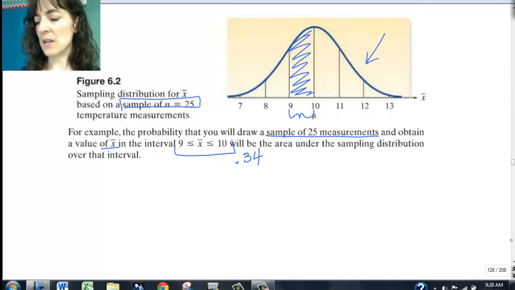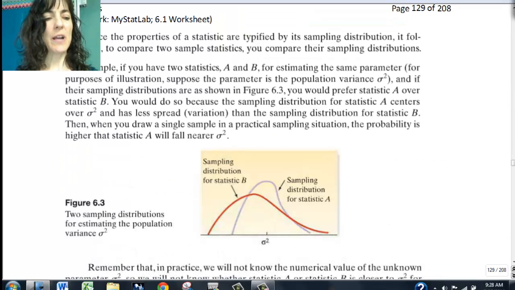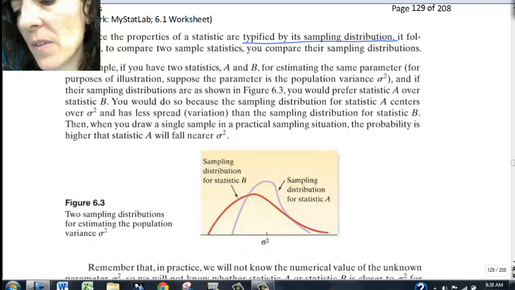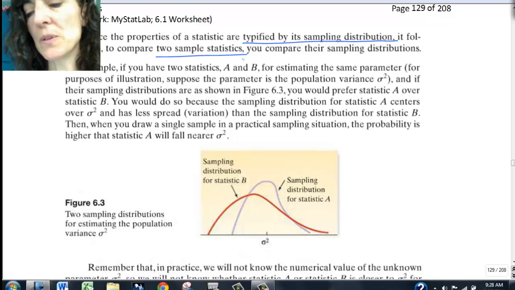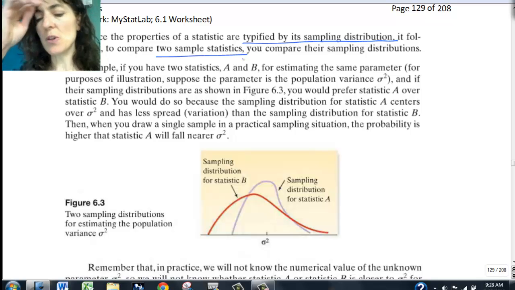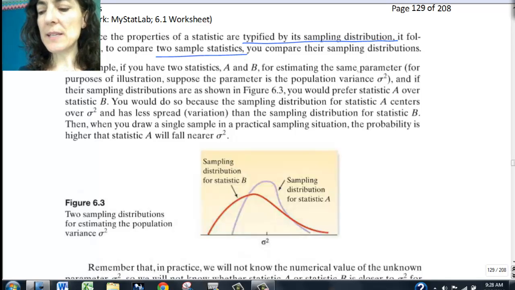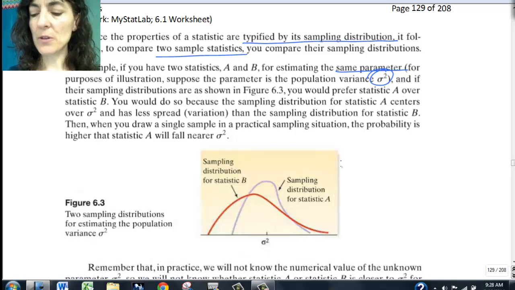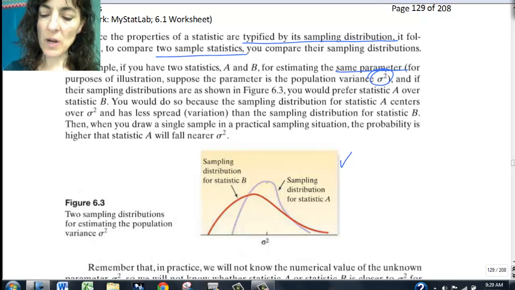And we just did a quick example of that. So just a little bit more talking and then we'll get to some problems. Since the properties of a statistic are typified by its sampling distribution, it follows that to compare two sample statistics, you compare their sampling distributions. So, for example, if you have two statistics, A and B, and you're estimating the same parameter, let's just assume that we're looking at the population variance, and their sampling distributions are shown as we have down here in figure 6.3, you would prefer statistic A over statistic B, and here's why.